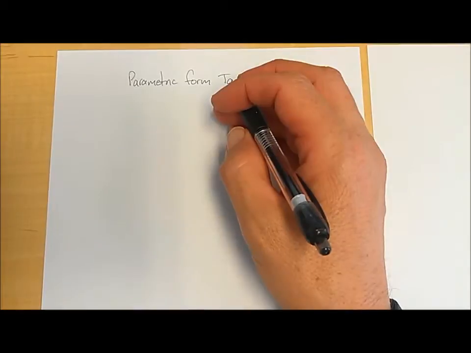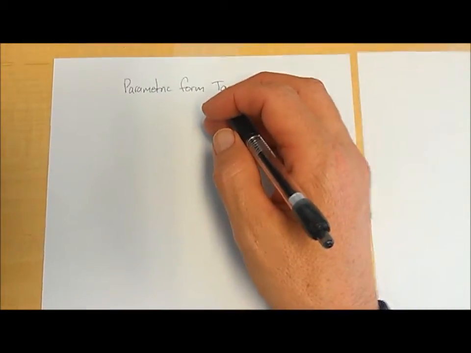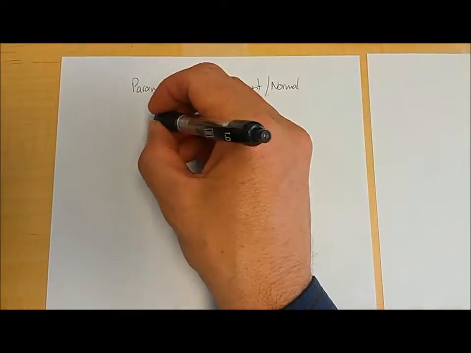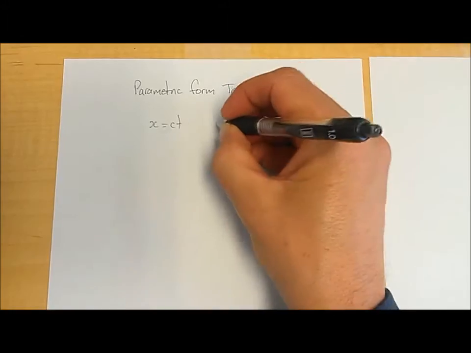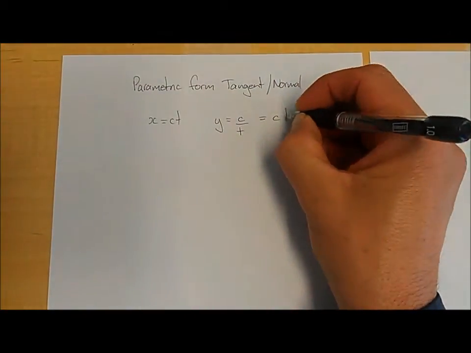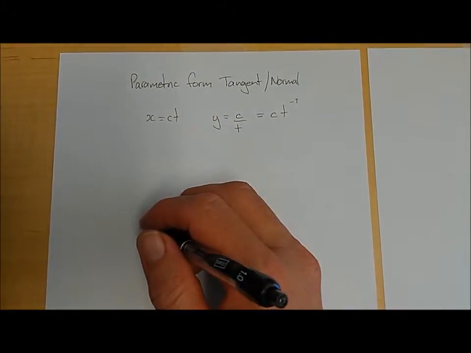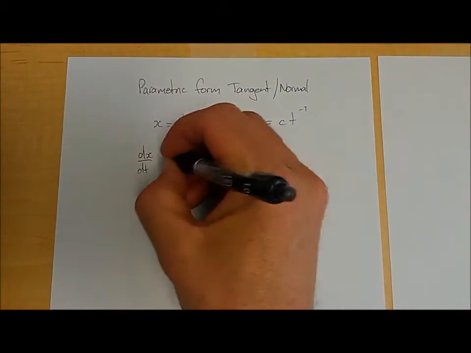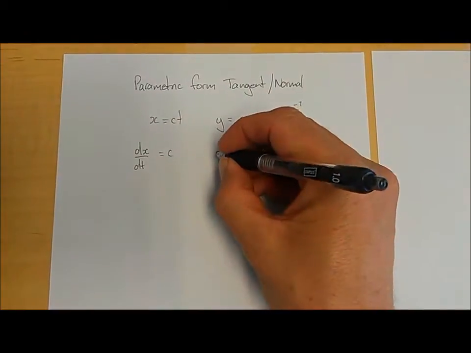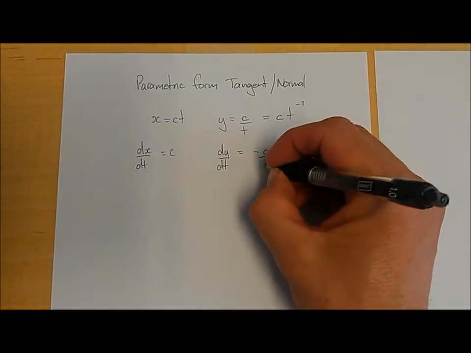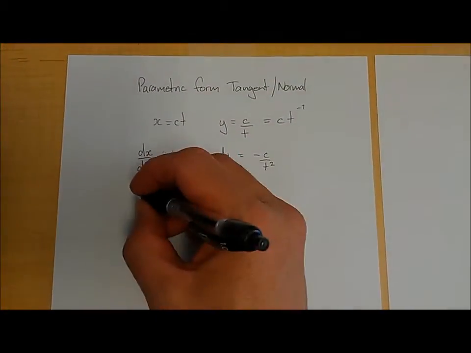Alright, so far we've done it for the Cartesian form for tangent and normal. I just want to look at the parametric form. With the parametric form, rather than implicit differentiation, we'll start with the point x equals ct. We'll say y is equal to c on t, which means it's equal to ct to the negative 1. Then we'll use dx dt is equal to c, dy dt is going to equal negative c on t squared.